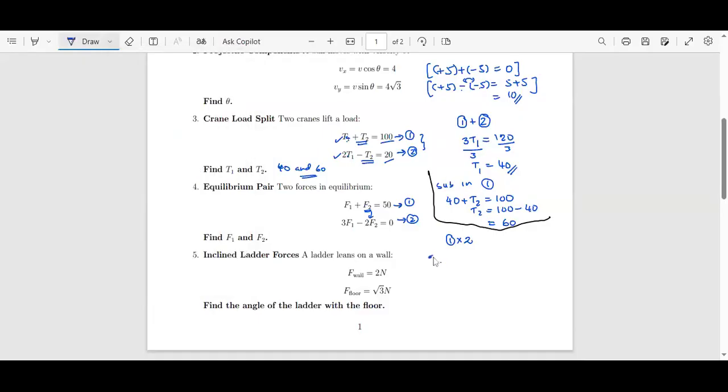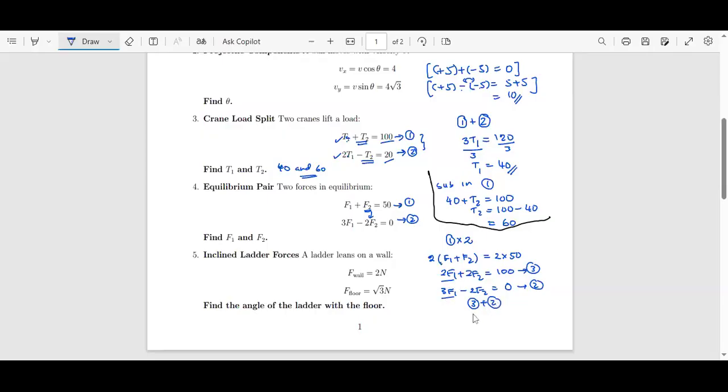So you have 2 times the entire first equation, f1 plus f2, and you have to multiply the other side also by 2. So 2f1 plus 2f2 equals 100. And then the next one, 3f1 minus 2f2 equals 0. That's the second equation. Now I'll name this as the third equation. This is the second equation we already have. Now you can see 2f2 and minus 2f2 can get cancelled off easily. So I just have to add the third and second equation.